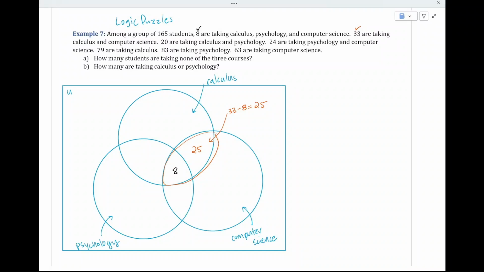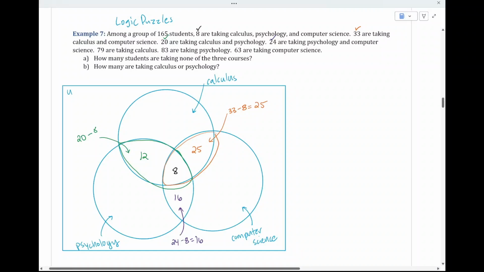Next up, 20 students are taking calculus and psychology. Calculus and psychology, that's this section. So we're going to do something similar. 20 minus 8, which is in the middle section, is 12. So we're going to keep doing this all the way around. 24 are taking psychology and computer science. Let's see, I'll pick another color. So this one is 24 minus 8, which is 16.